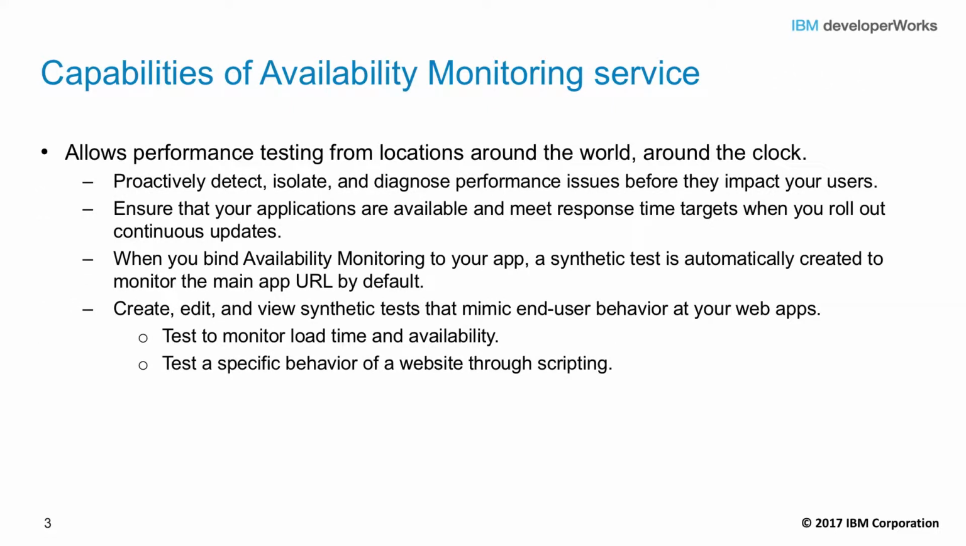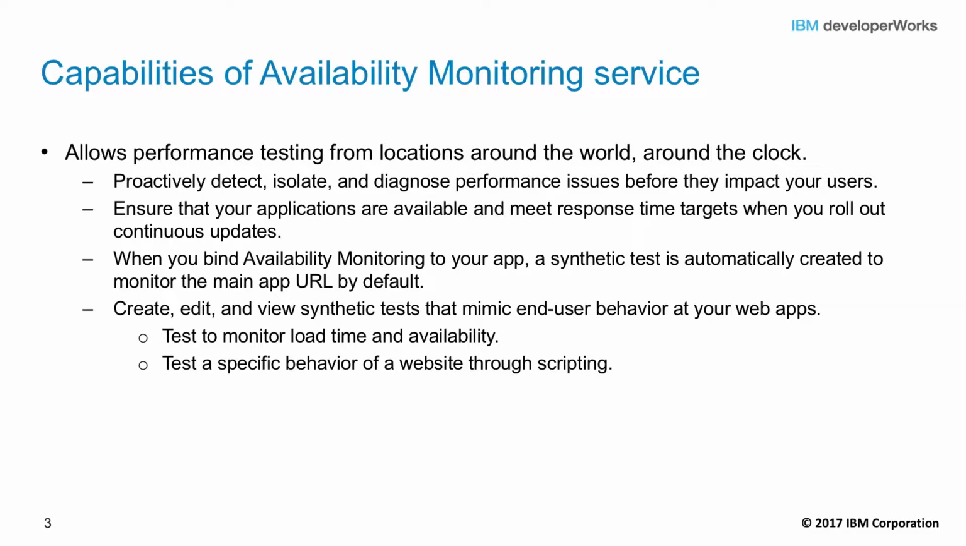Availability monitoring is available as a service from the Bluemix catalog and also available directly from a Cloud Foundry application dashboard. You can think of availability monitoring service as being somewhat similar in function to an external load testing tool similar to the cloud-based load testing tools like BlazeMeter and Load Impact. With it, you can detect and identify performance issues of web-based applications and REST APIs.